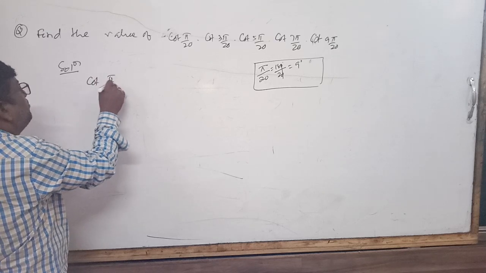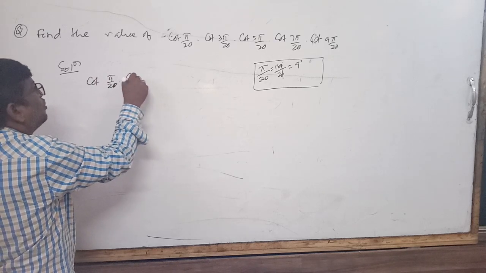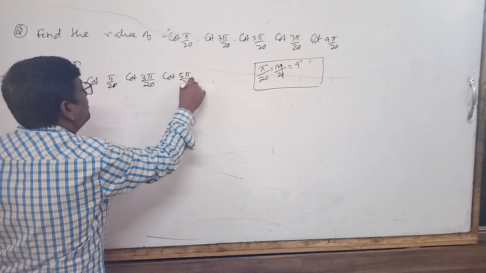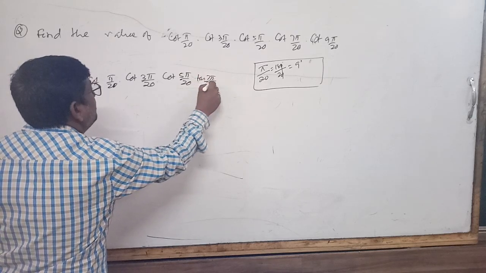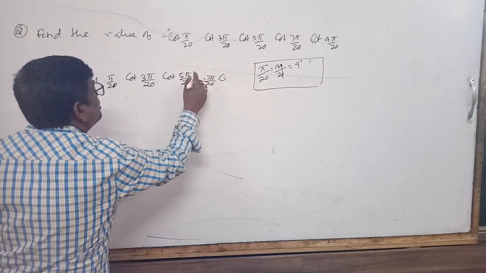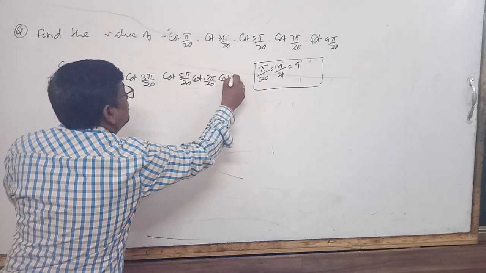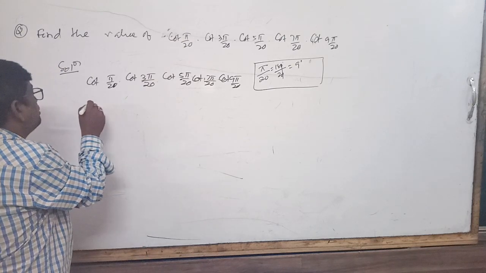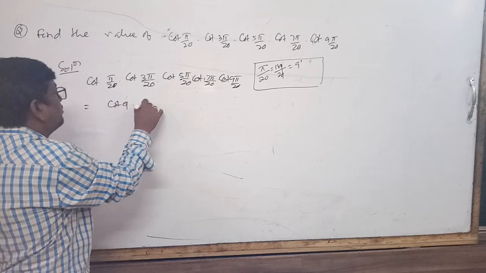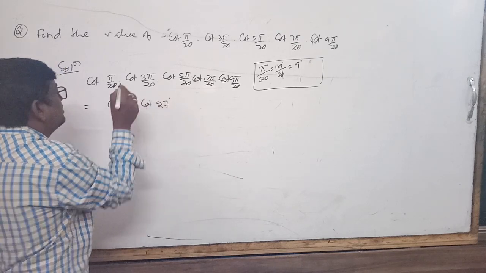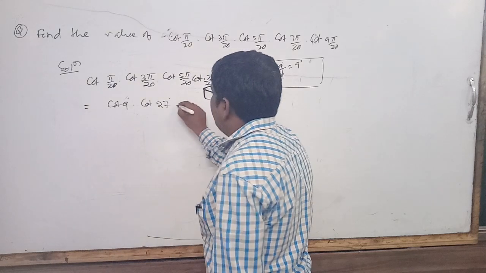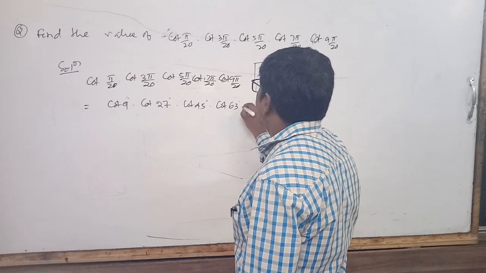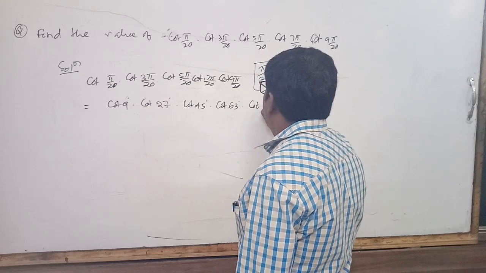cot pi by 20 into cot 3 pi by 20 into cot 5 pi by 20 into cot 7 pi by 20 into cot 9 pi by 20. Right? This is equal to cot 9 degrees, cot 27 degrees, cot 45 degrees, cot 63 degrees, and cot 81 degrees.